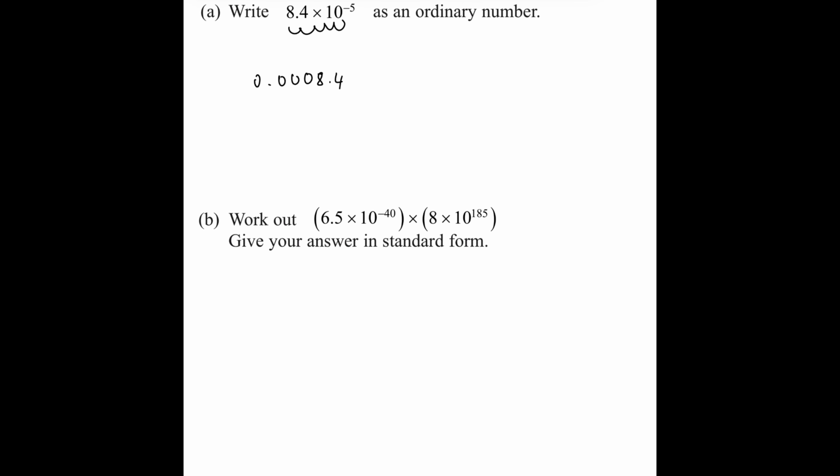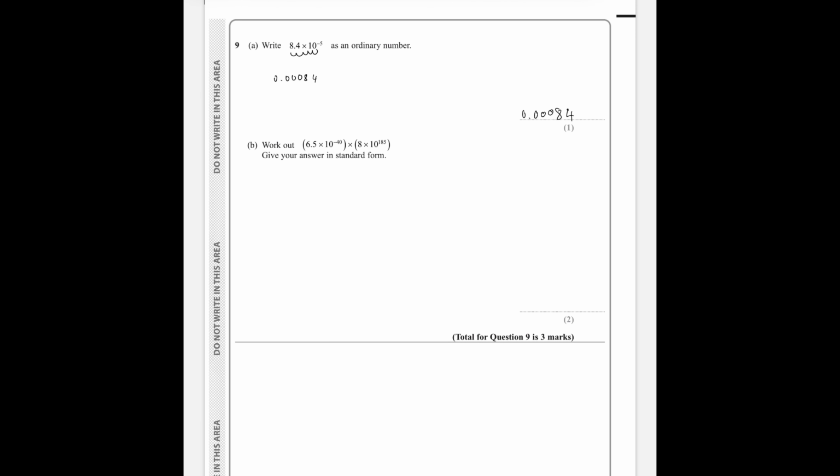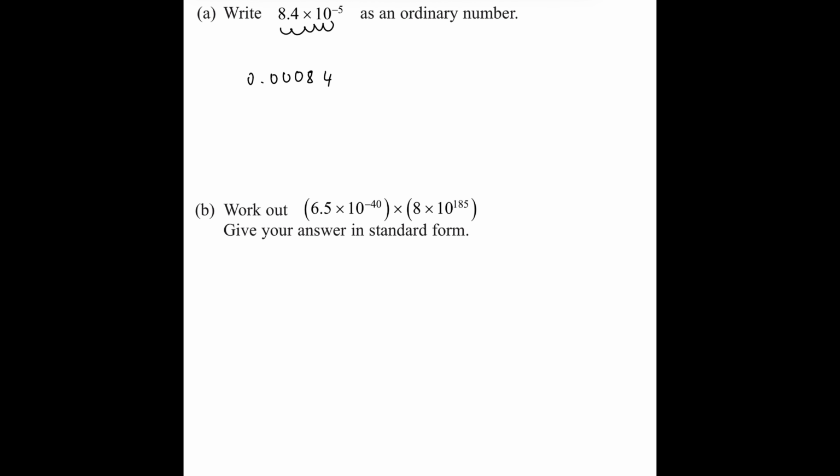0.00084. Sorry, I don't know why I put a point here. And the next one is work out this in standard form. A question like this, they design it purposely so you can't use a calculator, so you just have to do it by hand. But it's still quite easy because you can just rewrite this as 6.5 times 8 multiplied by 10 to the negative 40 times 10 to the power of 185.